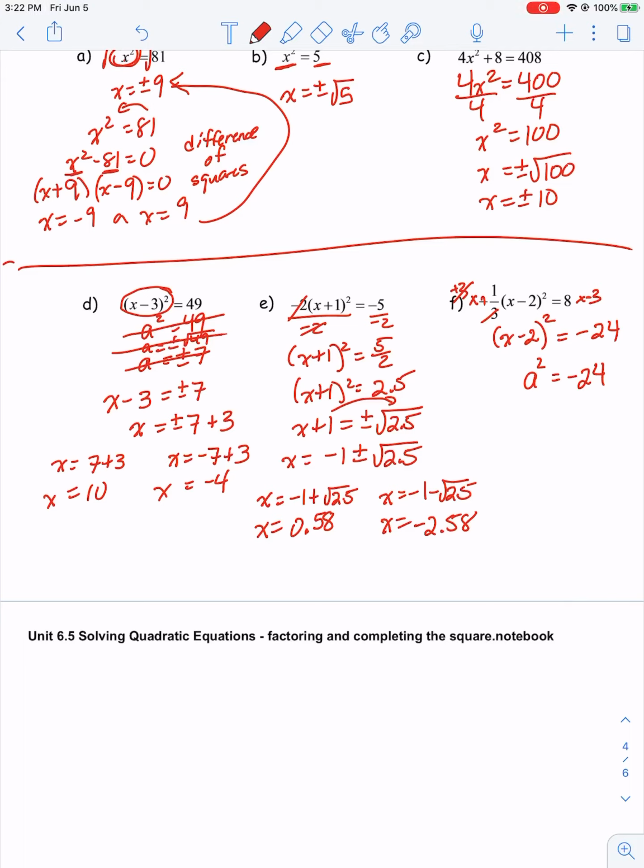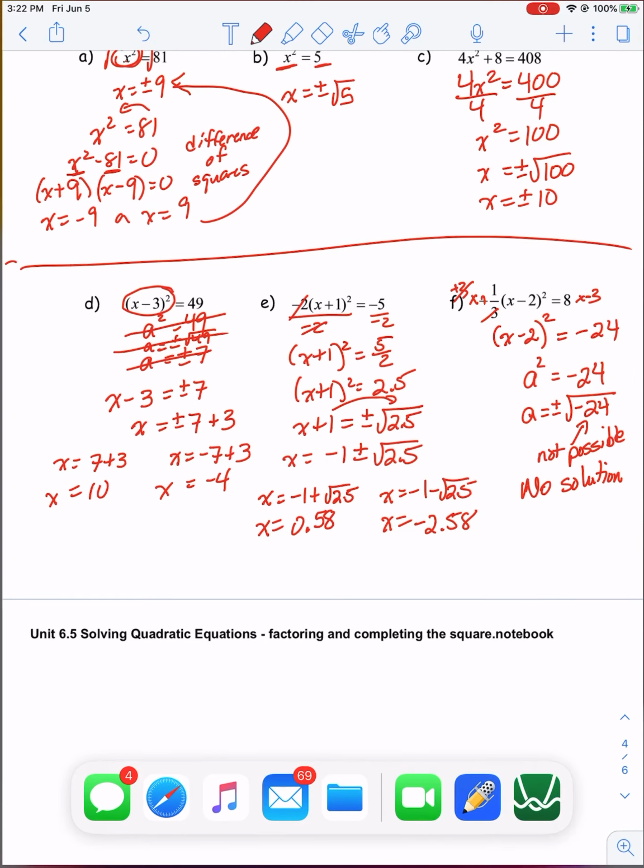Really what we're doing here, a would have to equal plus or minus the square root of -24. Not possible. And that means there is no solution. Now let's just take a look at Desmos and see what's happening here graphically. Why is there no solution?